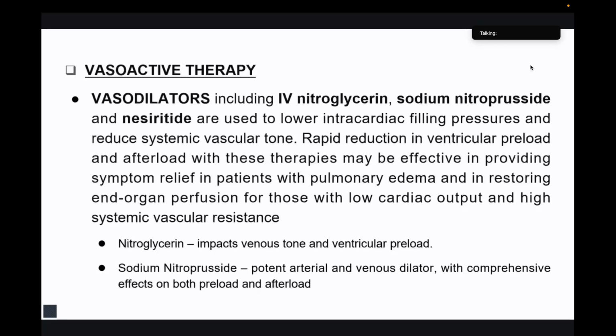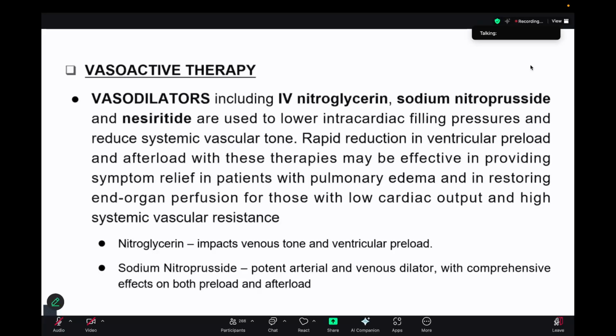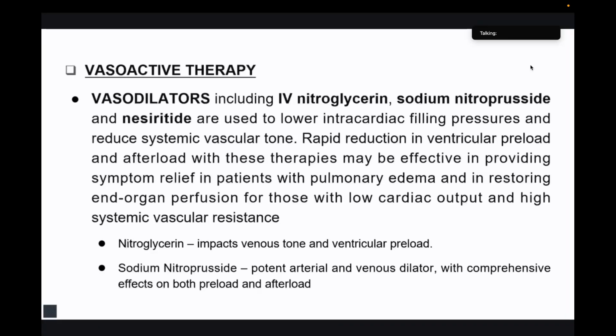Nitroglycerin affects the venous tone and the ventricular preload, while sodium nitroprusside has a potent arterial and venous dilatory effect with comprehensive effects on both the preload and afterload.